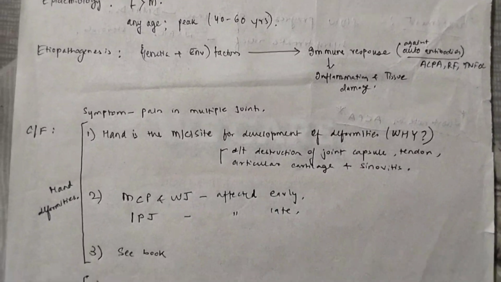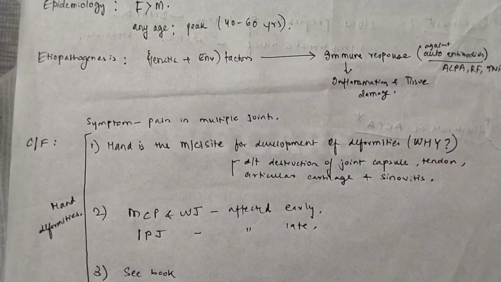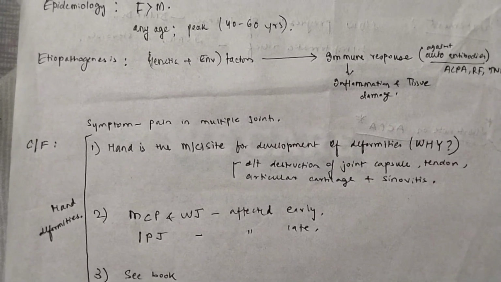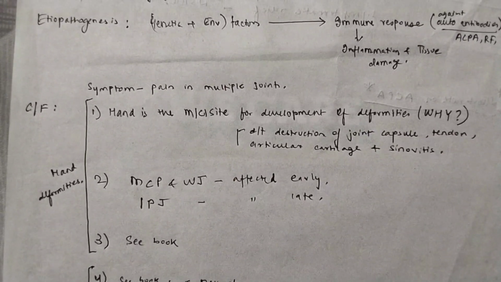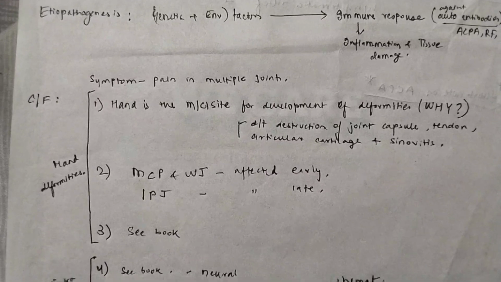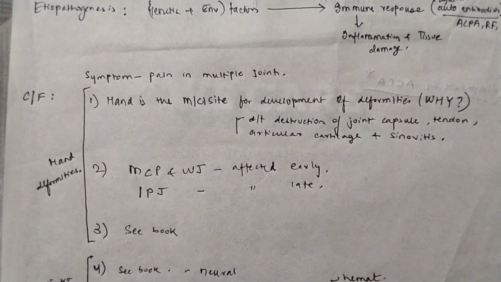Now let's come to the clinical features. What will the patient present with? The patient will have pain. The chief complaint will be pain in the joints, swelling in the joints, or deformity of the joints. There are two important things which you have to know: the hand deformities and the extra-articular manifestations. So first we come to the hand deformities.